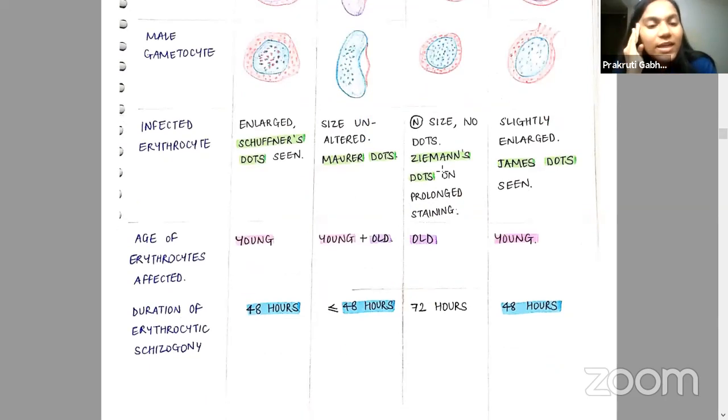The next is the age of the erythrocytes affected, which is extremely important because Vivax and ovale will affect only young RBCs. Malariae will affect only old RBCs, but falciparum will affect both. And this is another reason why falciparum is the most dangerous. Now, the duration of the erythrocytic schizogony is 48 hours in all three except malariae, which is 72 hours. And hence, malaria caused by the others is known as tertian fever or tertian malaria, whereas that caused by malariae is called quartan fever or quartan malaria.